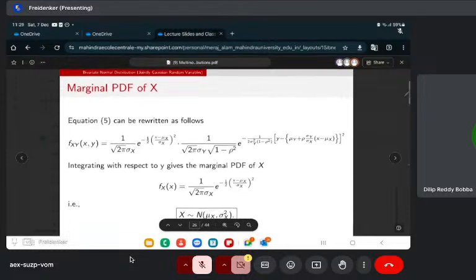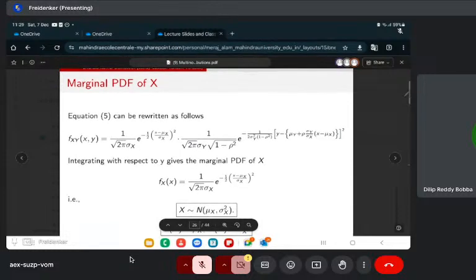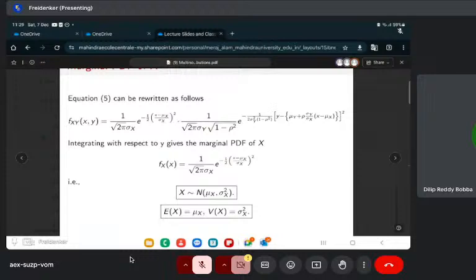Marginal PDF of X. We just saw that X is a normal random variable with mean mu x and variance sigma square x. So simple. It's fine. Doable.